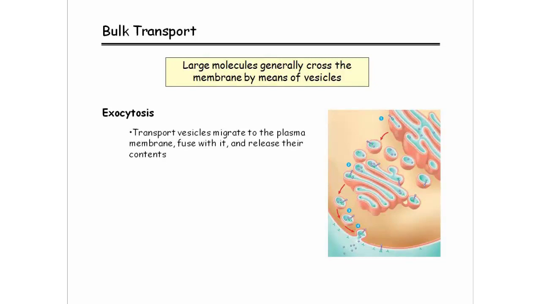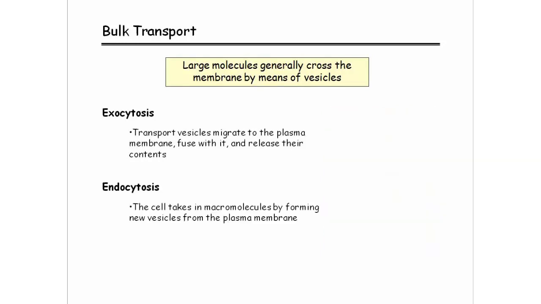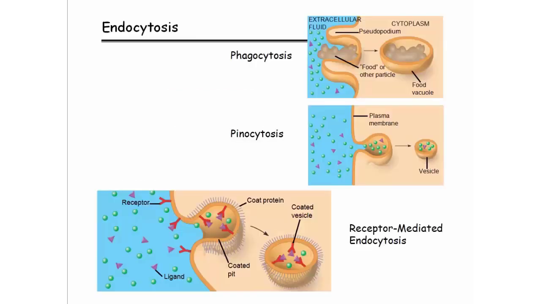Now, we can also take things into the cell using the same kind of process. If you can just envision turning the arrows around, we would be moving things inside. This is called endocytosis. In endocytosis, we're bringing things into the cell. This would be macromolecules or a bunch of molecules at once, and this is going to be through the formation of some new vesicles. Now, there are several different examples of endocytosis, and they're named in different ways. This top one here is what we would call phagocytosis. Phagocytosis, basically you're engulfing food.